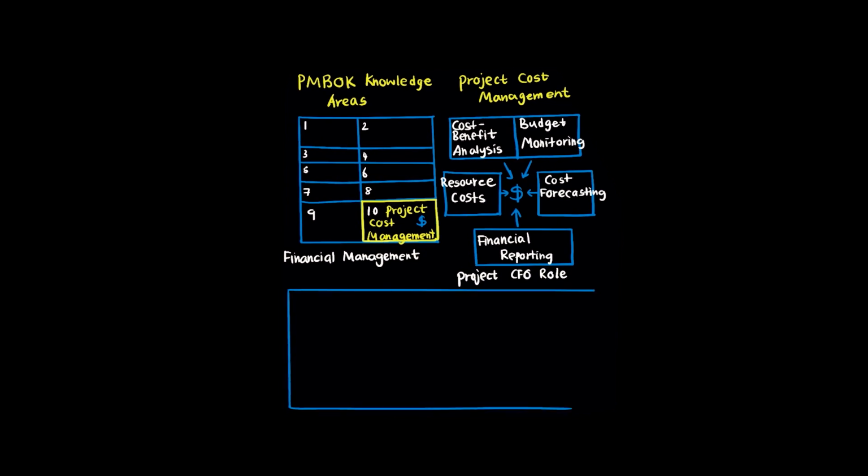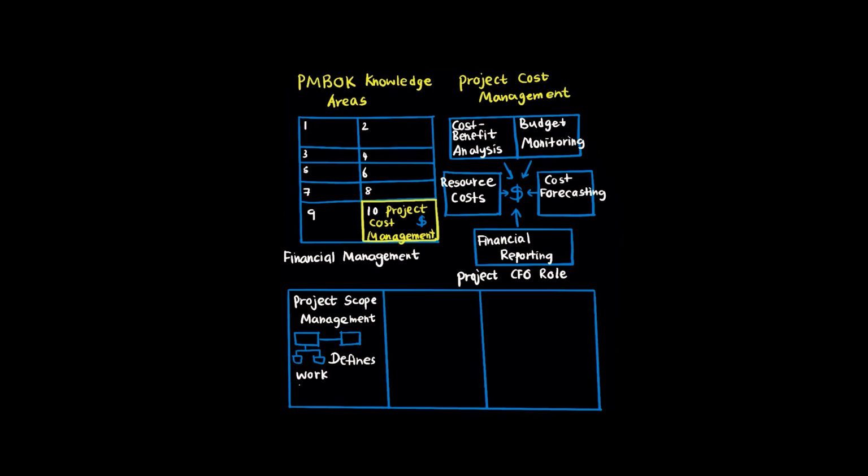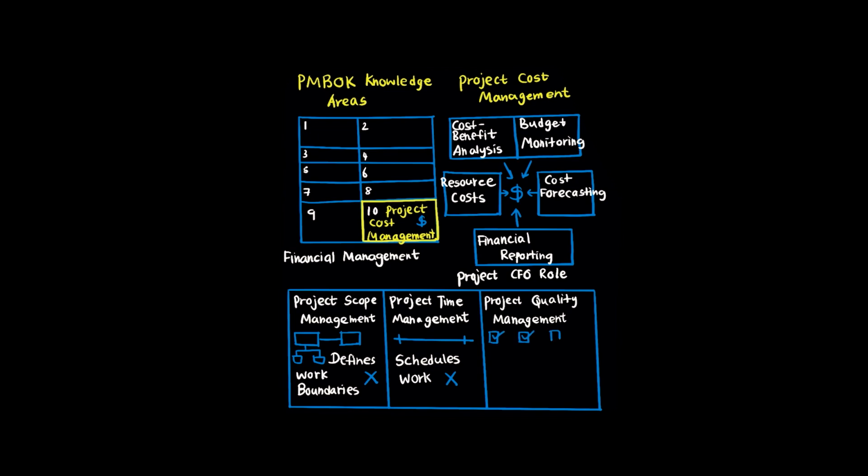Project scope management defines what work is in or out but doesn't handle budgets. Project time management schedules work but doesn't track dollars. Project quality management ensures deliverable standards but doesn't manage financial resources. Cost management is specifically about the money, tracking it, controlling it, and reporting it throughout the project lifecycle.